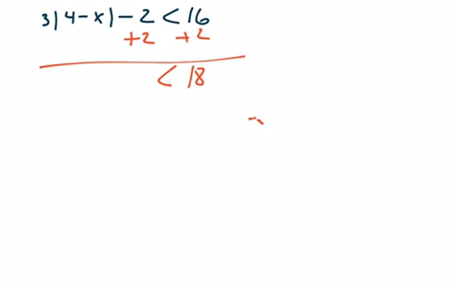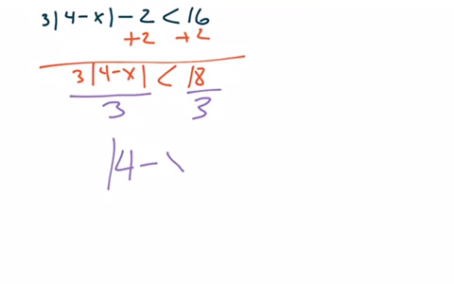is greater than 3 times the absolute value of 4 minus x. Alright, from here, I still want to get absolute value by itself, so I'm going to have to divide by 3. Absolute value of 4 minus x is less than 6. 18 divided by 3 is 6.